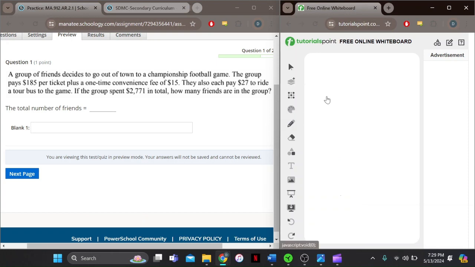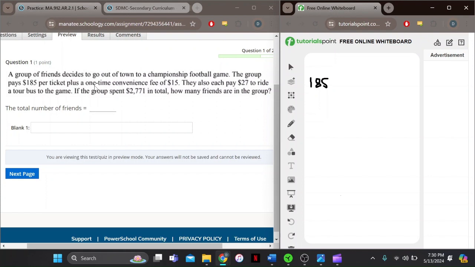Okay, I'm going to jump right into this next one here. A group of friends decides to go out of town to a championship football game. We don't really care about that. The group pays $185 per ticket. So first off, let's put 185 because we know that's what each person is going to pay for the ticket.